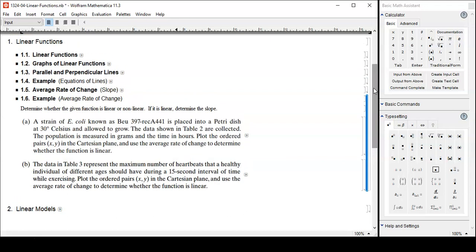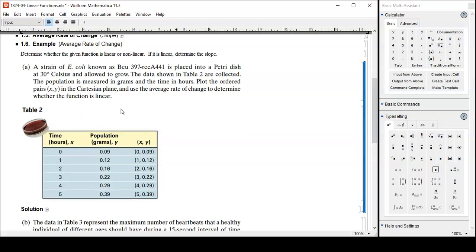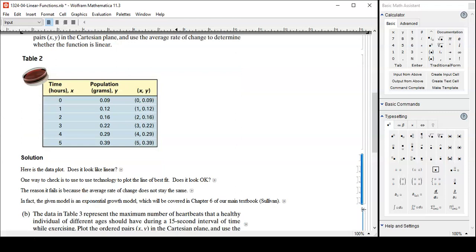Okay, a couple of examples here. You can stop the playback and read through. A strain of E. coli is placed into a Petri dish at 30 Celsius and allowed to grow. And then we have a data table like this. Then plot the ordered pairs and use the average rate of change to determine whether the function is linear. If you plot, then the solution will be pretty straightforward, you see.